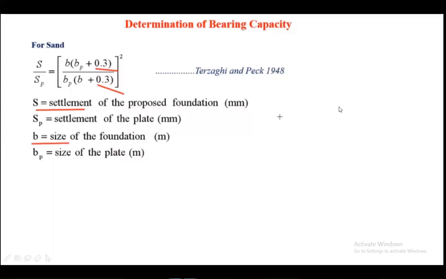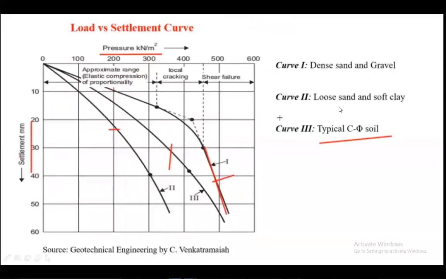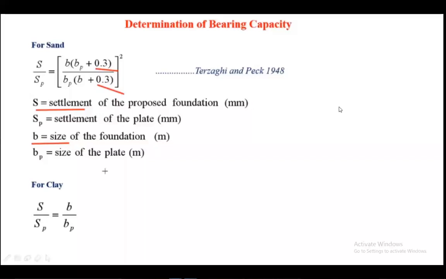This is one more formula for clay, because clay, like you have seen in curve number 2, has a very smooth curve. It means that Young's modulus is constant over here. That's why you have a very simple formula for settlement for clay. So these two formulas are used for sand as well as clay.